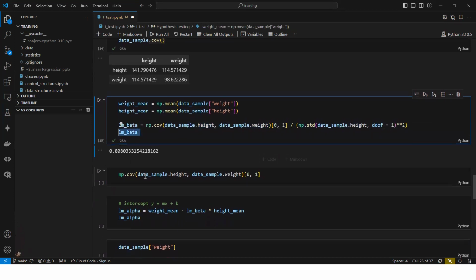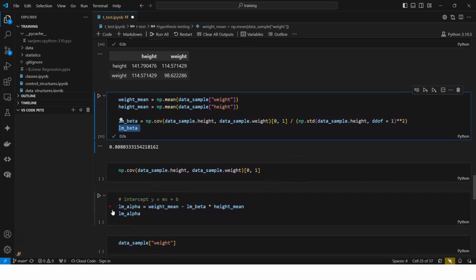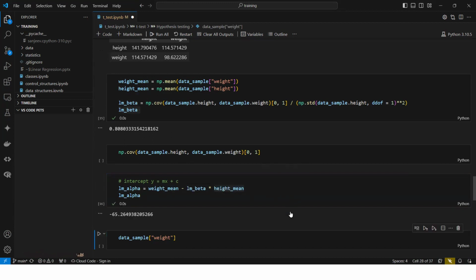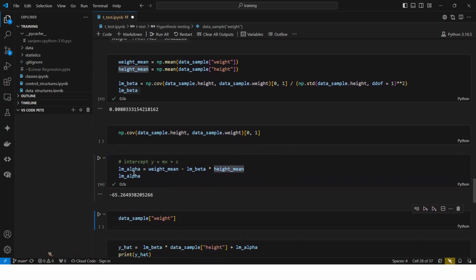Now if you notice, we have an equation y is equal to mx plus b. You know the y and m values. We simply have to calculate the c value. It should be mx plus c. How do you calculate the c value? Simply by saying y minus mx. In this case, my y is the weight mean, my m is my beta, and my x is my height mean. When I calculate that, I get the intercept value c as minus 65.24.